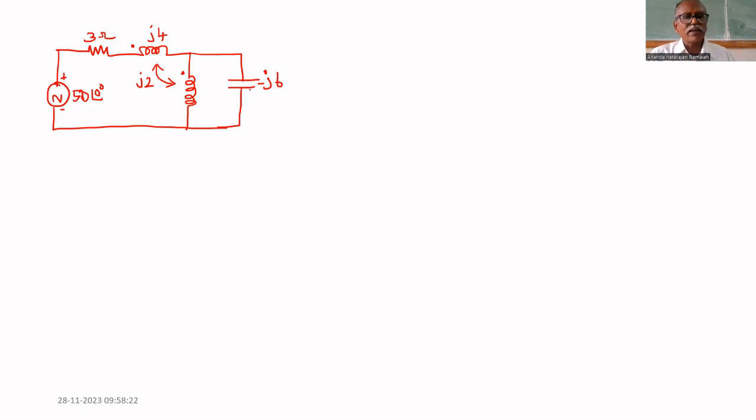For the circuit shown in the figure, find the voltage across the j5 ohm reactance. The power supply is 50 angle 0. Let us assume, we'll write the loop current method, I1 and I2 are the loop currents in that circuit.